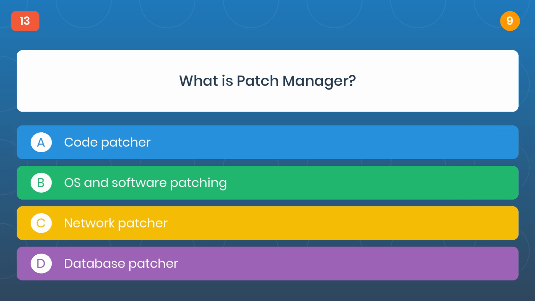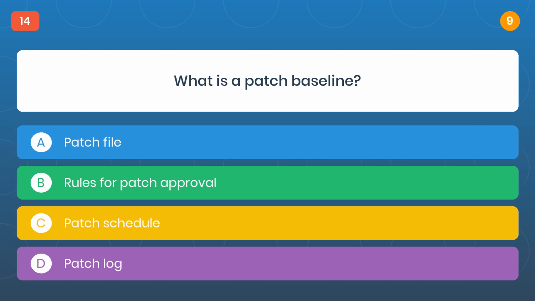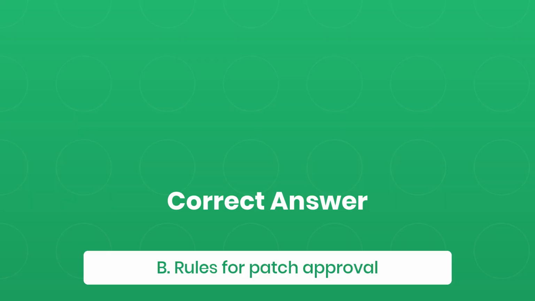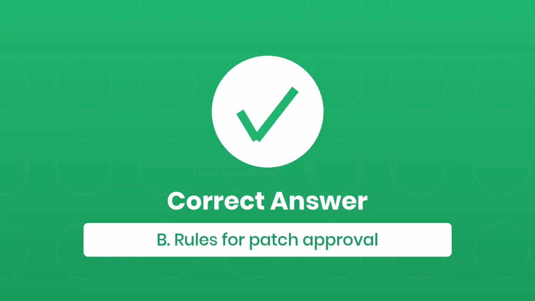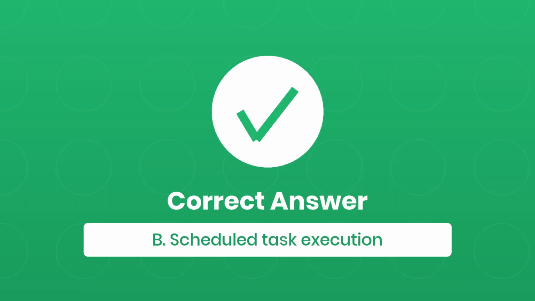Question 13. What is patch manager? The correct answer is B, OS and software patching. Question 14. What is a patch baseline? The correct answer is B, rules for patch approval. Question 15. What is maintenance windows? The correct answer is B, scheduled task execution.